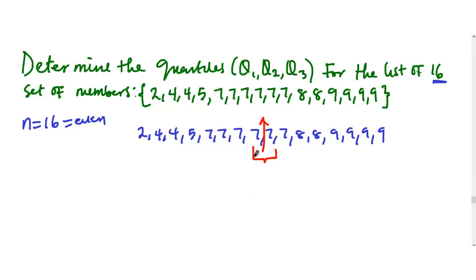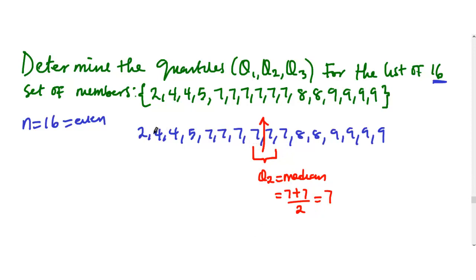And don't forget, under quartiles, Q2 represents the median. So this is Q2, which is the median. And it is given by what? That is 7 plus 7 divided by 2, which is 7. So the median is 7.